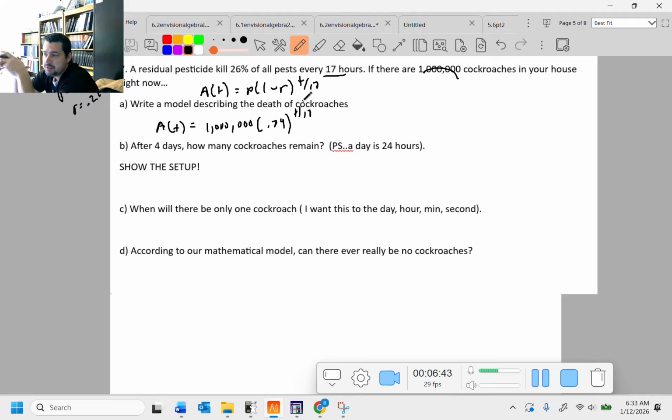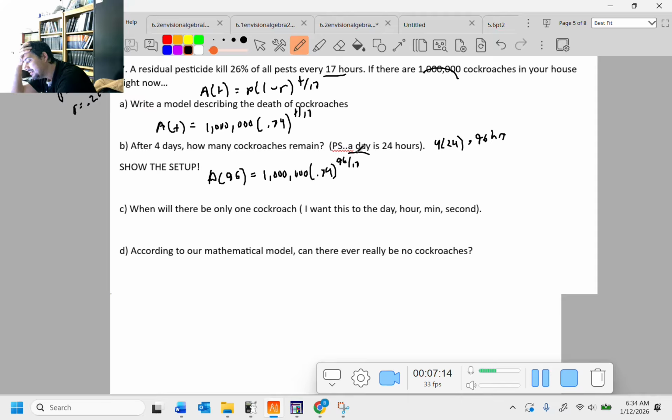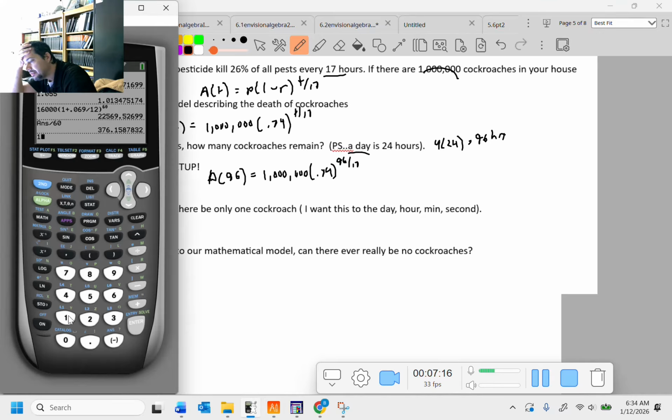A pesticide is something that kills pests. Even herbicides that kill plants are called pesticides. Anyways, after 4 days, how many cockroaches remain? All we're doing is replacing time with 4 days. Okay, that's the big thing. A day is 24 hours. So we got to do 4 times 24, which is 96 hours, because this thing takes hours as its input. So the amount after 96 hours is 1,000,000 times our 0.74, and that's raised to the 96/17th power. Let's see what that is.